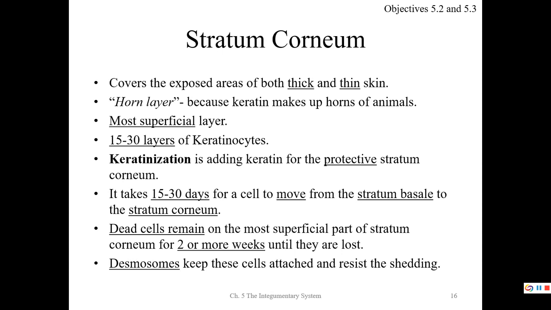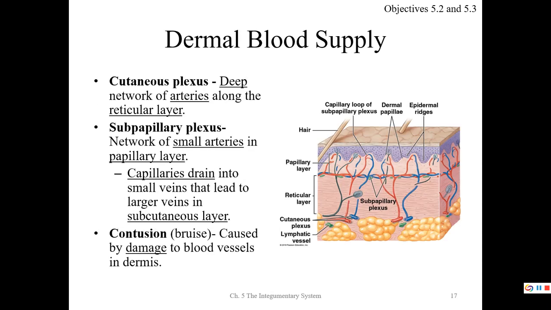It peels off. These cell junctions are so good that they even keep the skin together when it's that damaged and been sunburned and peeled off. Okay, it still holds together. Now, the cutaneous plexus is the dermal blood supply.